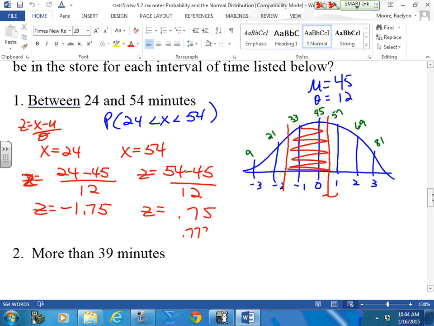0.7734. And the negative one is what? You have to do one minus that? No, you're finding the area to the left. 0.040.